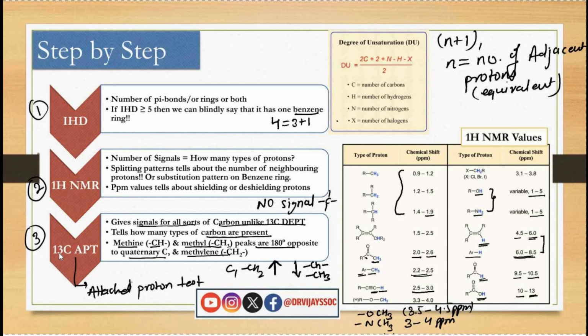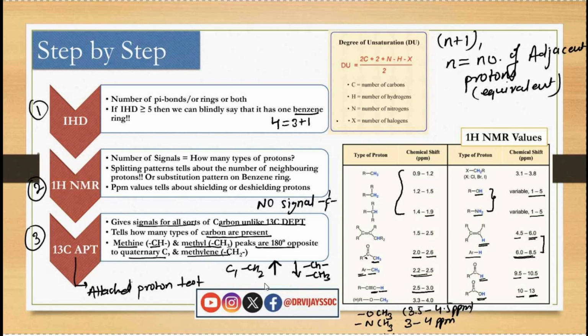Then the third step is 13C APT NMR. So we will look at 13C APT NMR, and we know that this NMR gives all kinds of carbon signals, but in 13C DEPT NMR, we don't see a signal for quaternary carbon, the carbon which doesn't have any hydrogen. It also tells us how many types of carbons are present in a molecule. And we also learned that methine and methyl peaks are 180 degrees opposite to quaternary carbon and methylene carbon.